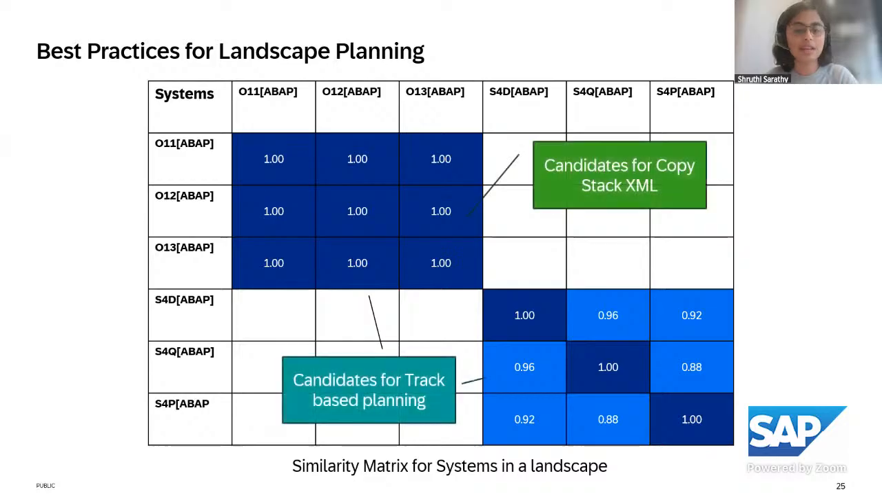And for the second group, where we can see that there are some deviations between systems S4D, S4Q, and S4P, track creation based planning is the better fit. This is a more detailed process, as you could see, and we are generating the files for each system individually. But at the end, we just have one plan ID and one stack XML for the three systems.